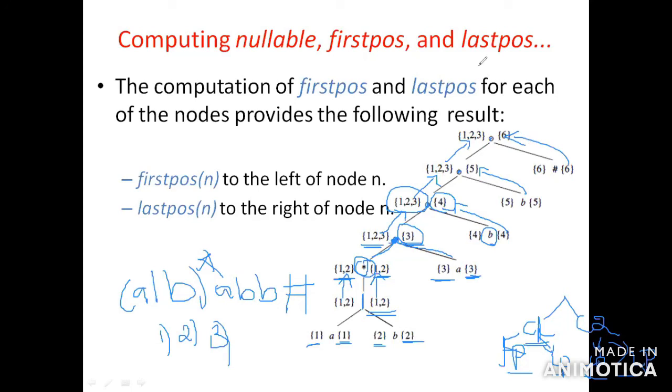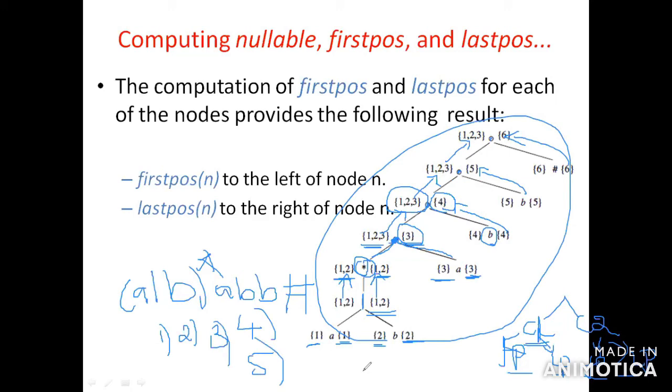Okay. So after completing first position and last position, what will we do? This is the fourth step. First position, last position calculation is the fourth step. Then what about the fifth step? The fifth step is you have to calculate the follow positions. What is the follow position? You can go to the next step.